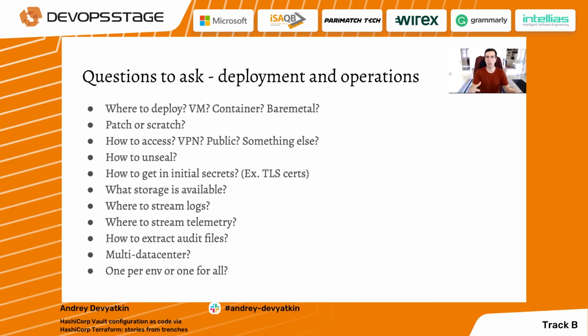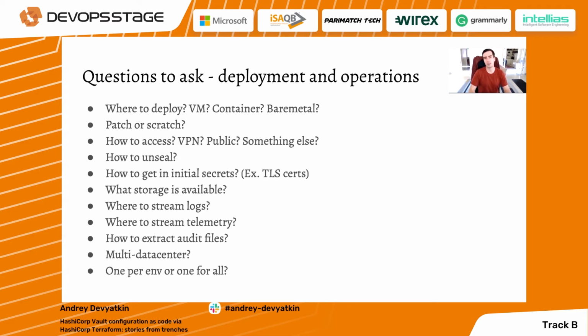So you want to lock it down, right? So you want to get everything out, so no one needs to go there, never. And for that, you need to stream out logs, you need to stream out telemetry, you need to extract audit files, right? Are you going to do it multi-data center, or do you just have one cluster? Will you have one Vault cluster per environment, or will you have one cluster for all environments? So those are relevant questions to ask.